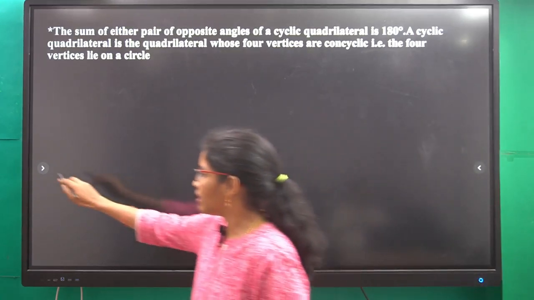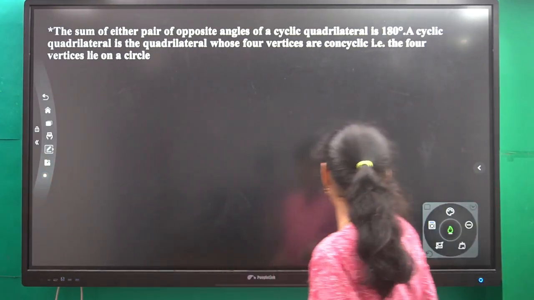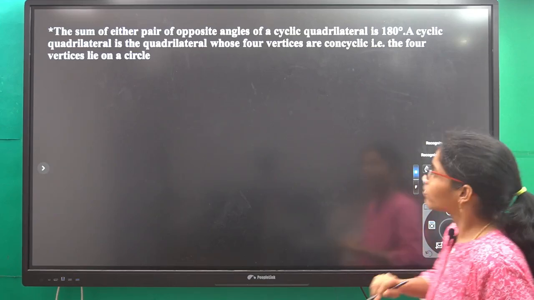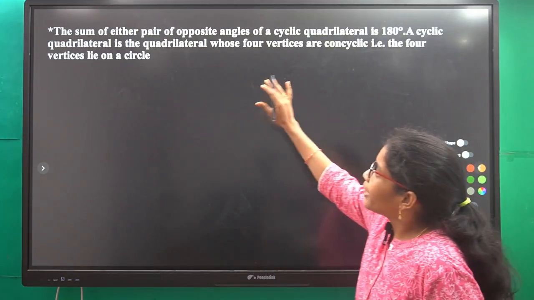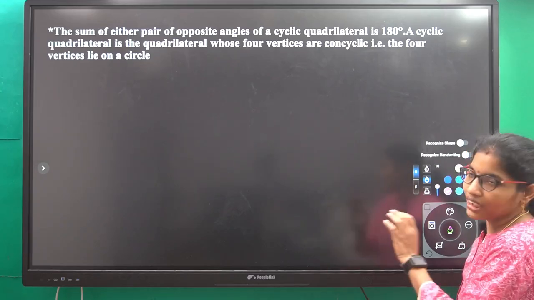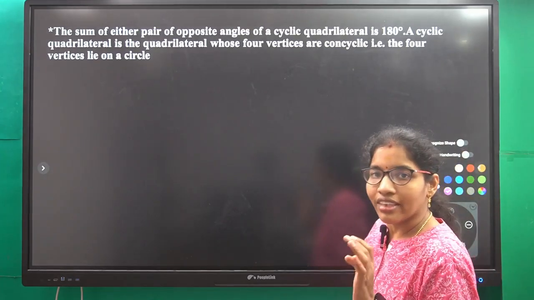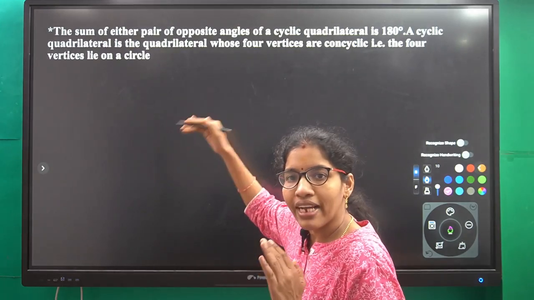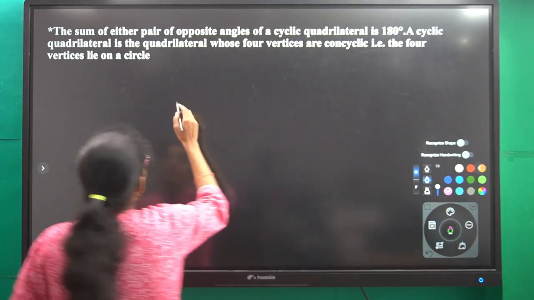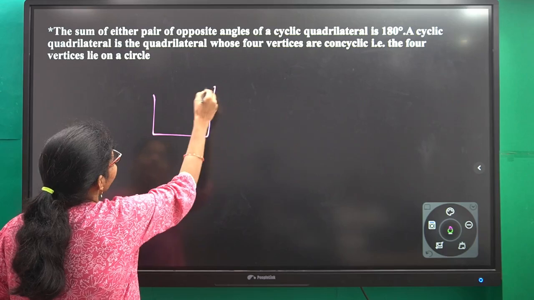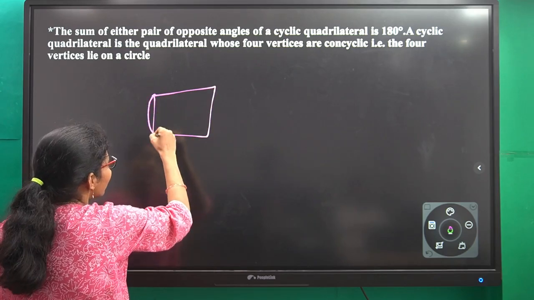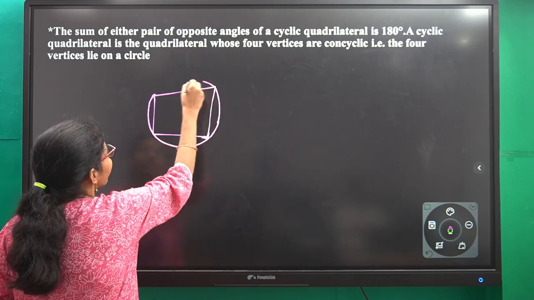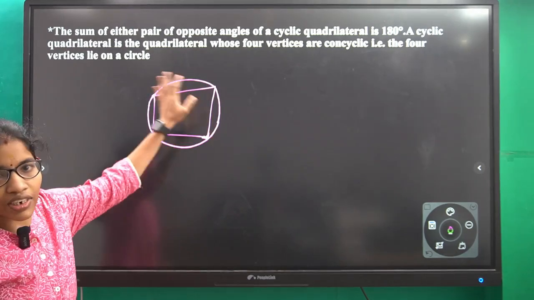The next property is: the sum of either pair of opposite angles of a cyclic quadrilateral is 180. What is meant by a cyclic quadrilateral? A cyclic quadrilateral is nothing but a quadrilateral inscribed in a circle, right? That means this is the quadrilateral I have taken. The 4 points of the quadrilateral lying on the circle, then you can call it a cyclic quadrilateral.